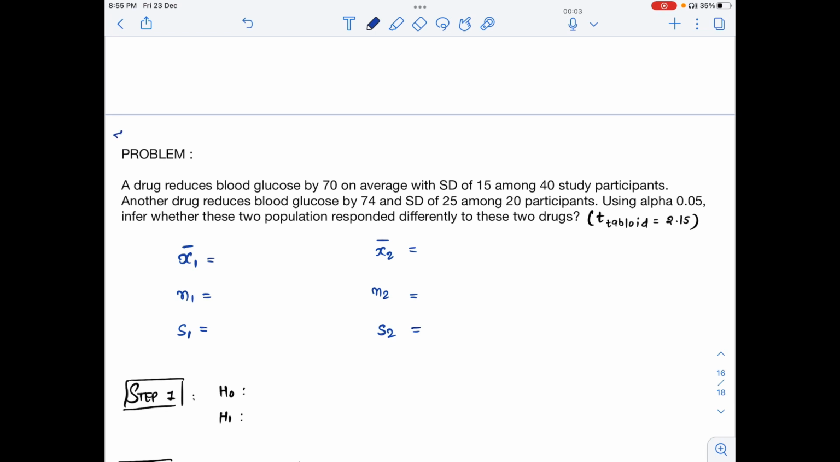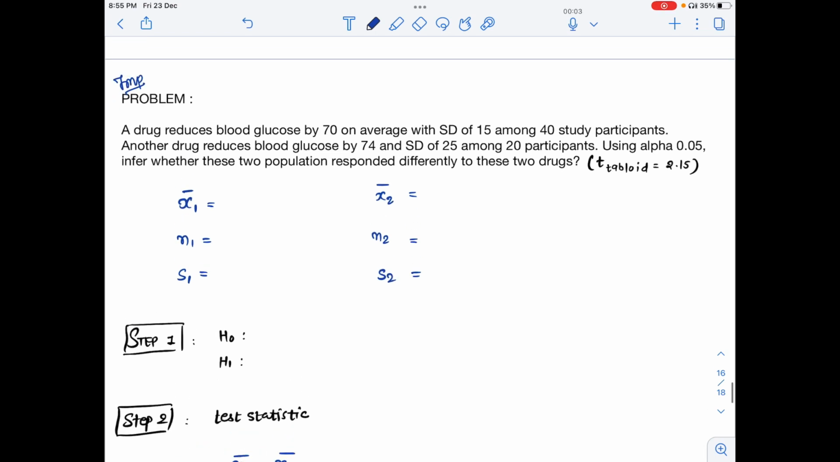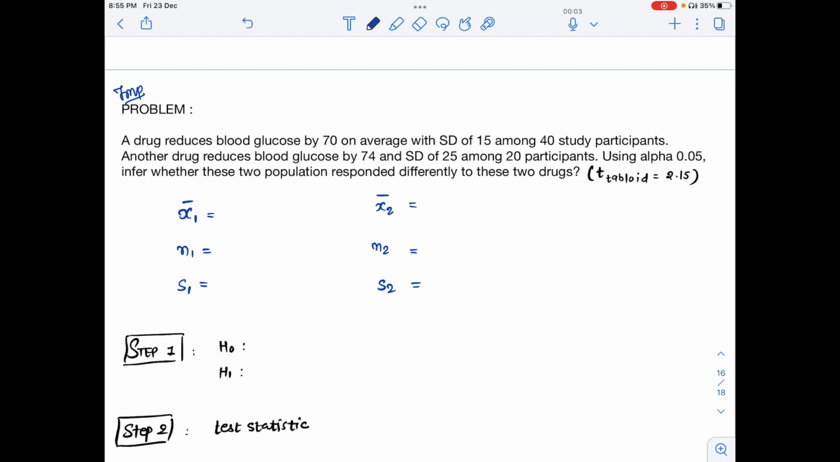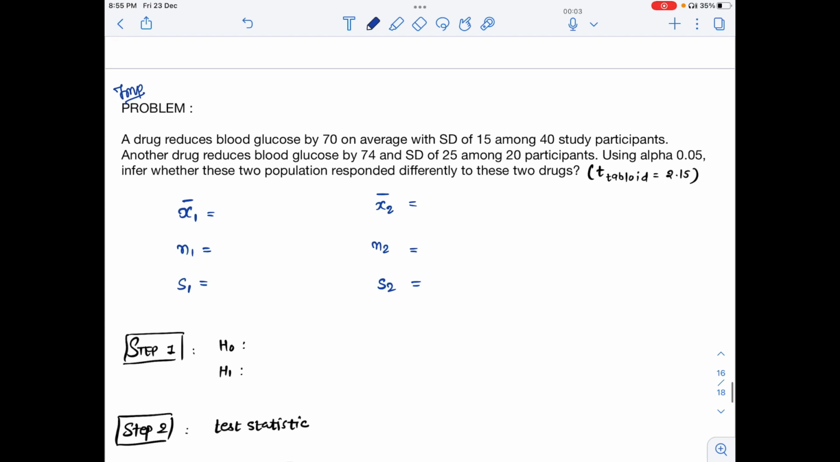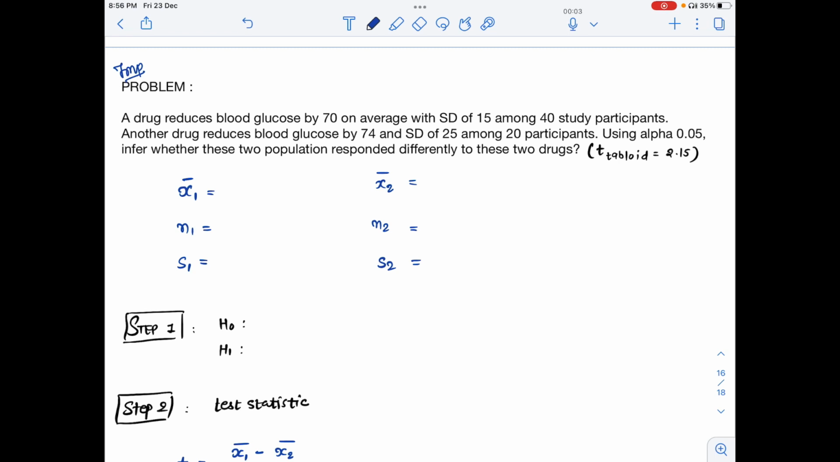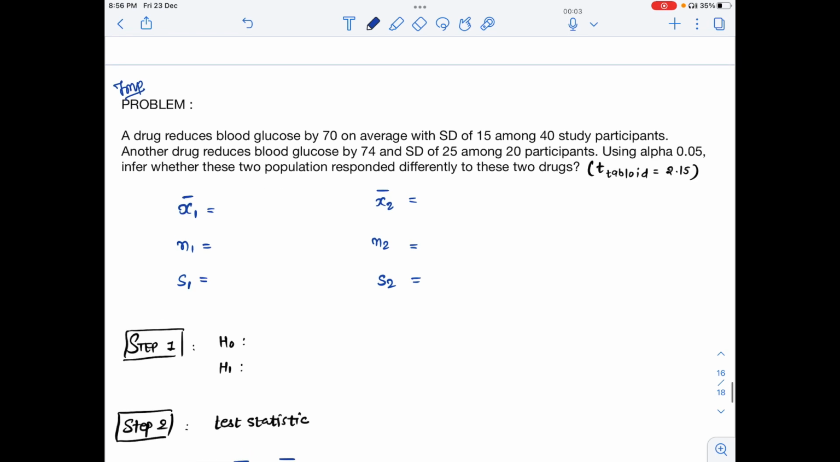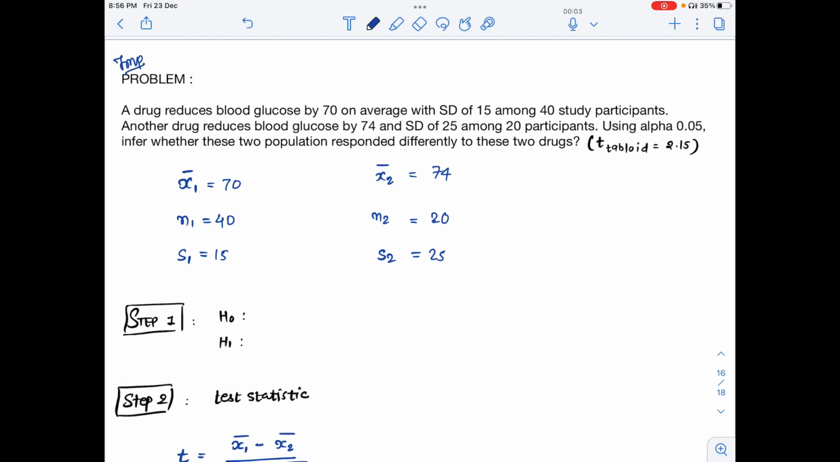Now this is a very important problem because it is the most common use of the t-test. This type of situation is the most commonly used t-test. A drug reduces blood glucose by 70 on average, with a standard deviation of 50 among 40 study participants. So we have the first situation where the reduction is 70, N1 is 40 participants and the standard deviation is 50. Now another drug has a mean of 74, standard deviation 25 and 20 participants. So we have to find this at an alpha of 0.05.